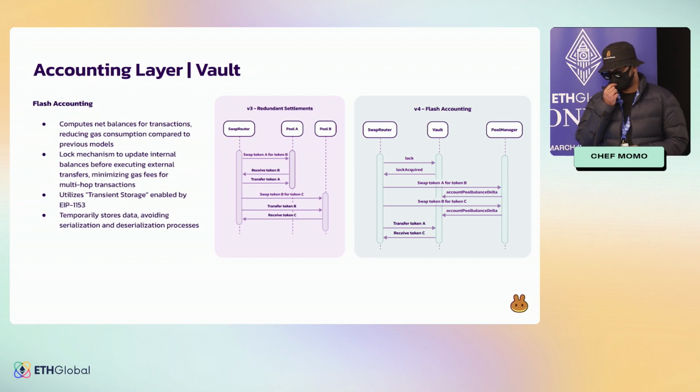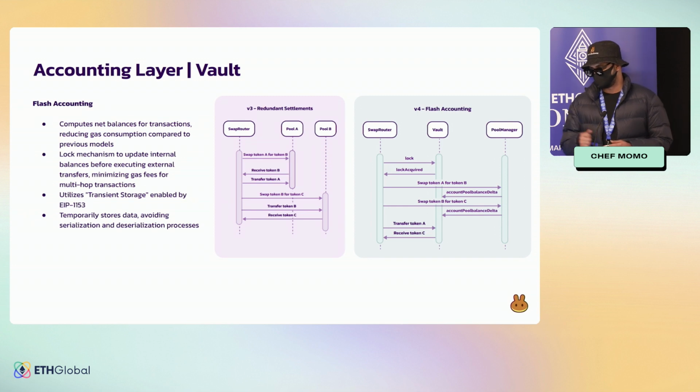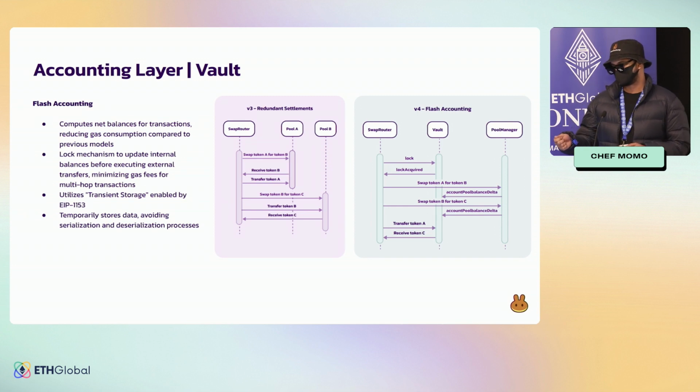So, in short, firstly, let's see what flash accounting means, right? So, in V3, the typical flow of a multi-hop swap works like, let's say you want to swap token A for B for C, right? And then at each of these sub transactions, there would be a movement of token B, for example, from or to the pool, which changes in flash accounting, which is the V4, where all of these transactions happen at once, and then the net balance is finally settled with the caller.